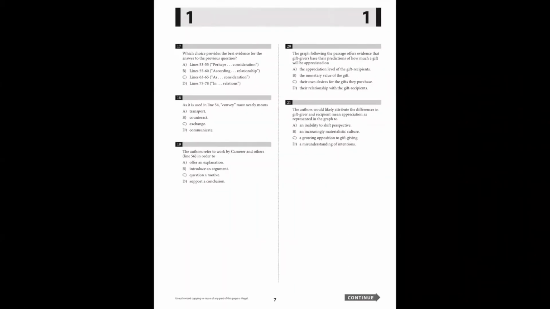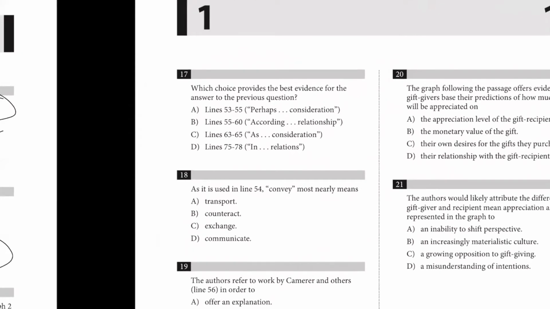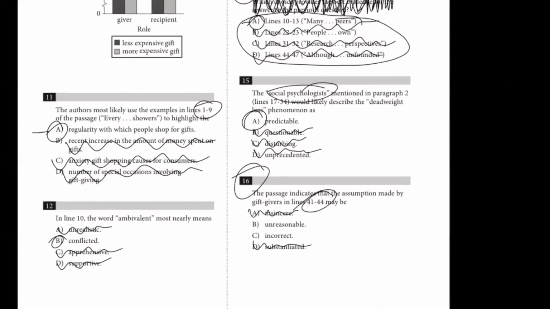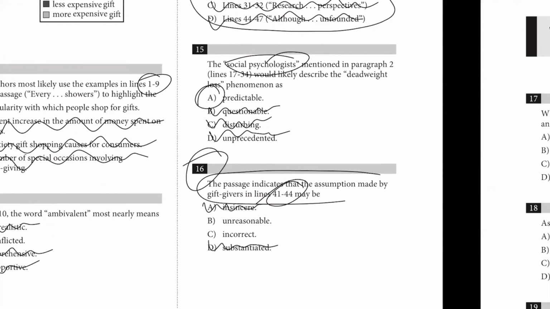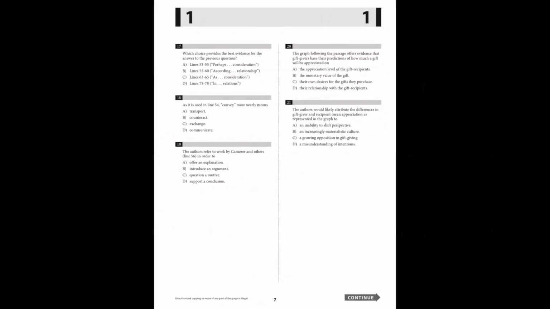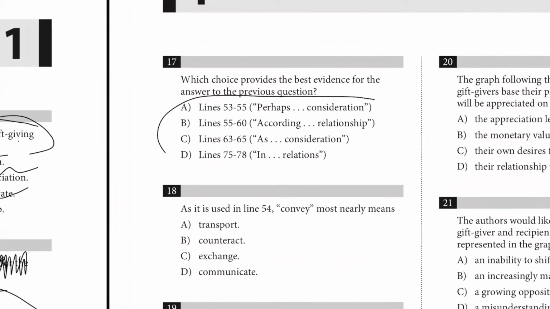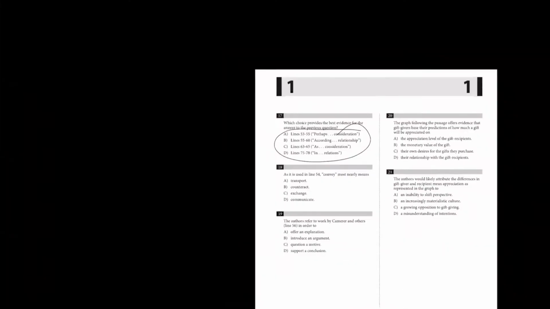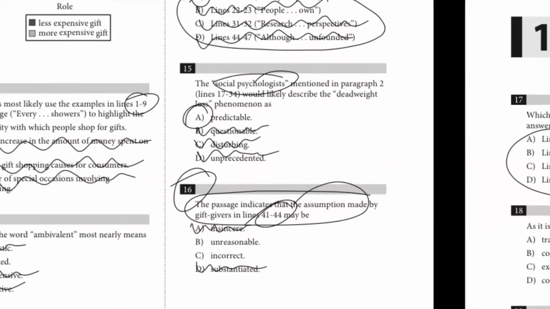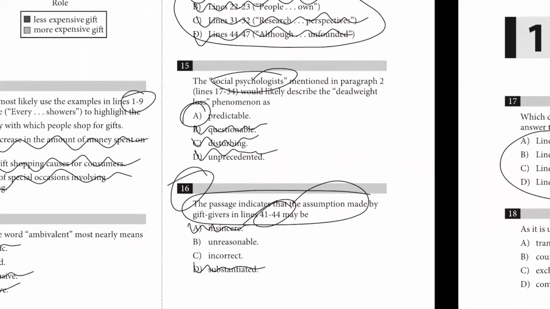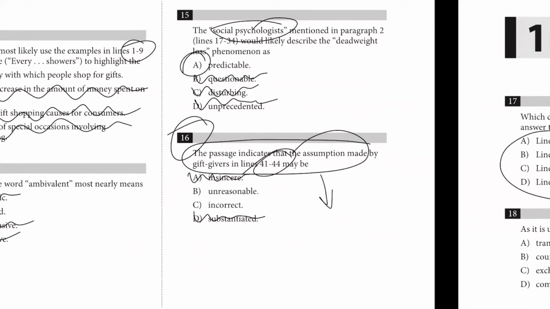Fortunately, question 17 is another evidence question. So let's go over these first. Let's see which ones question 16 addresses for the answer choices for number 17. So lines 53 to 55. We have to say why the passage indicates the assumption made by gift givers. So we have to find a quote that talks about the assumption made by gift givers.